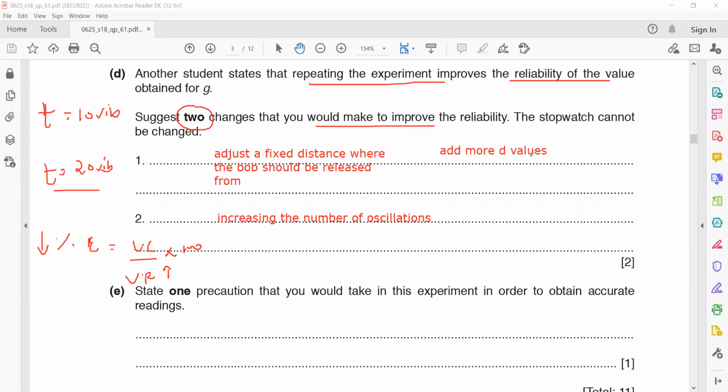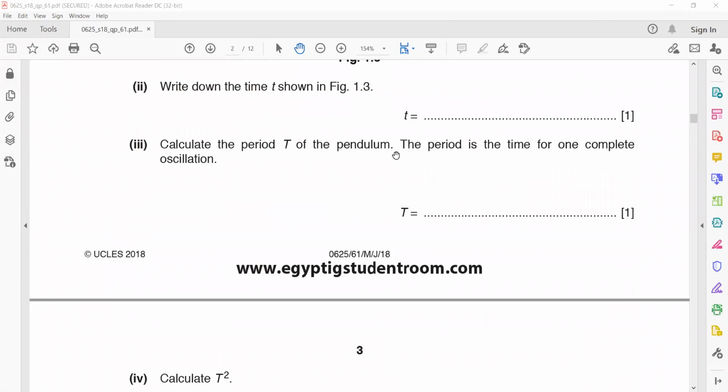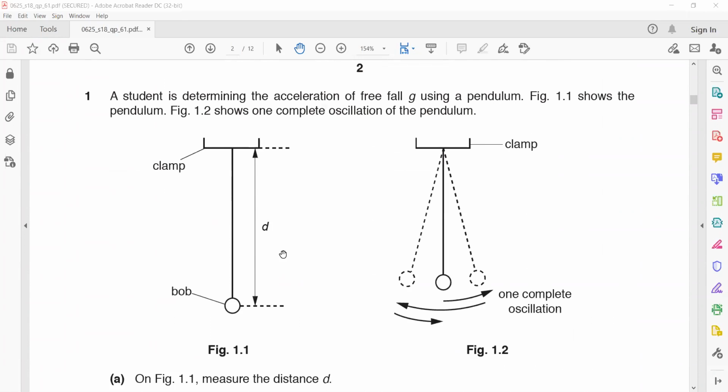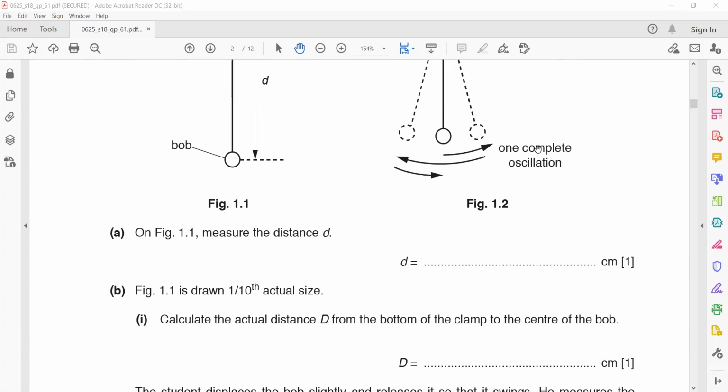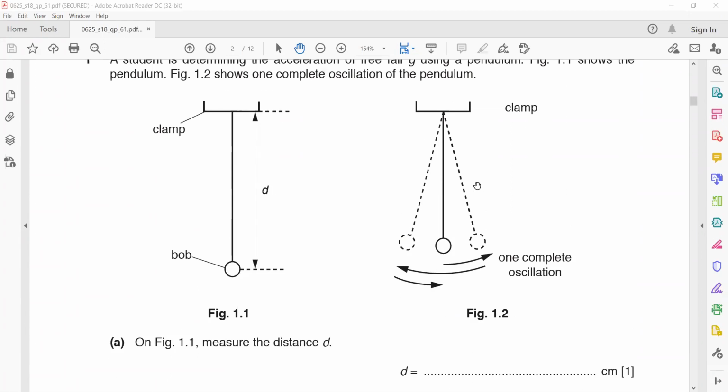Yeah, make sure that external factor of force does not affect, that is there. But the thing is, they're asking two changes, like suggest what two changes we should do to improve the reliability of the result. For example, if I say I'm repeating the experiment, the student records the time for 10 oscillations with a fixed distance. How can he improve the experimental accuracy?